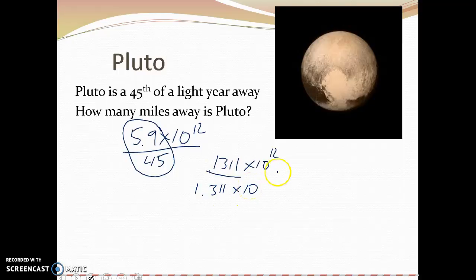If the decimal is here, I'd have to move it 12 spaces to the right. But if I put the decimal here, then I'd only have to move it 11 spaces to the right because I would already have it one space closer to where I need it to be. And so that means Pluto would be 1.311 times 10 to the 11th power. And so we could write that as a regular number as well.